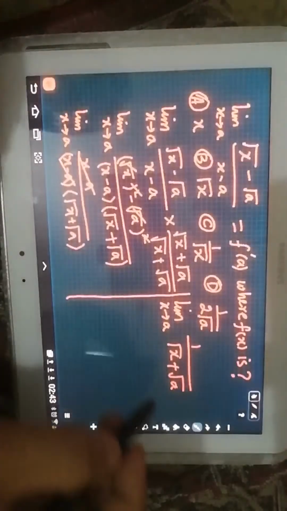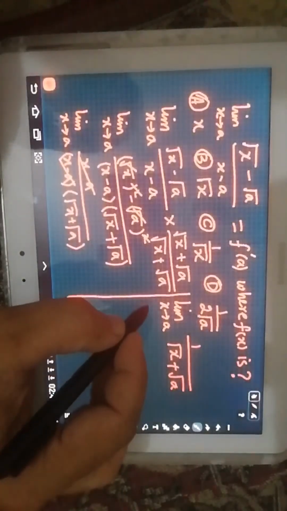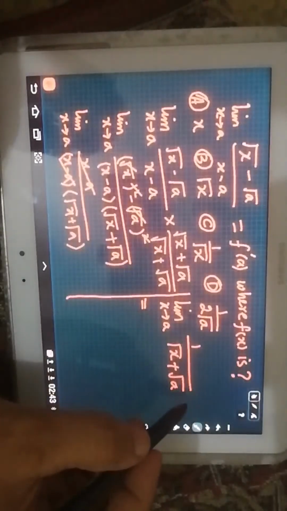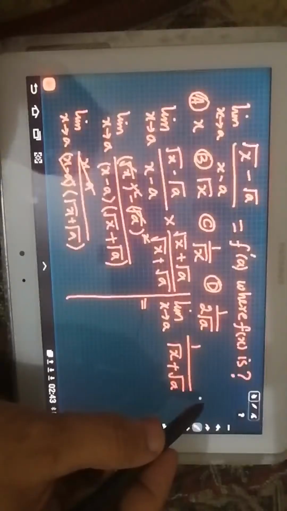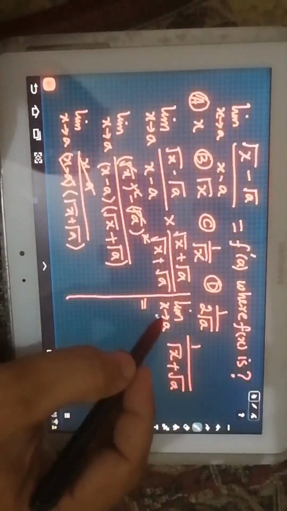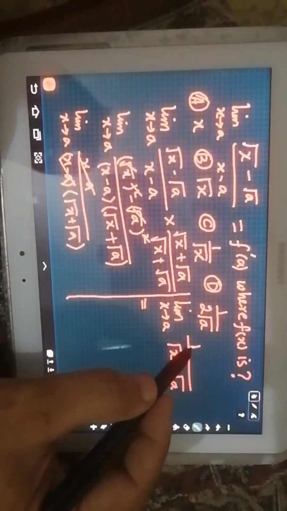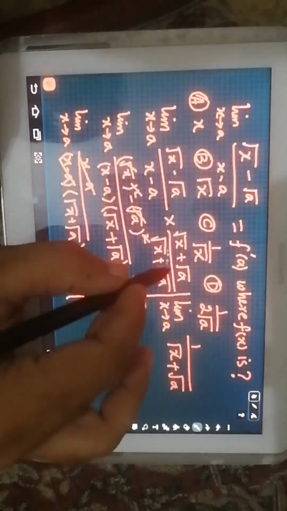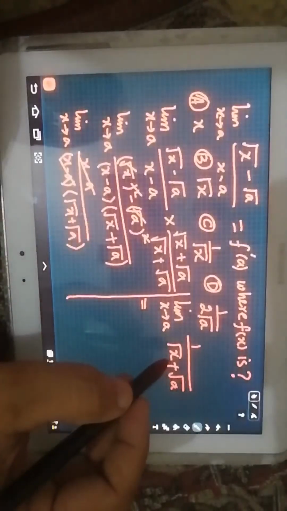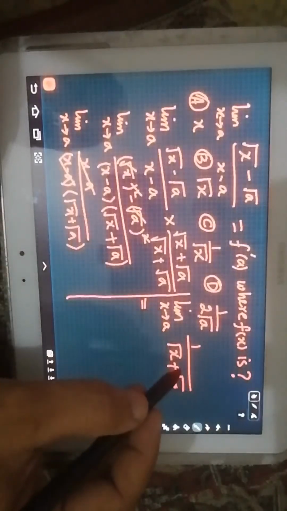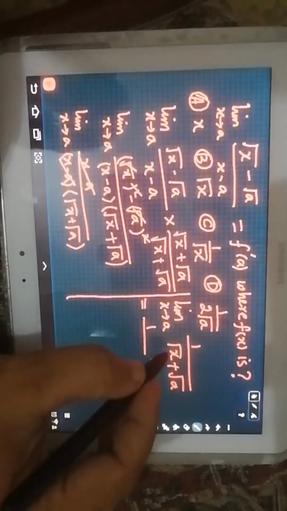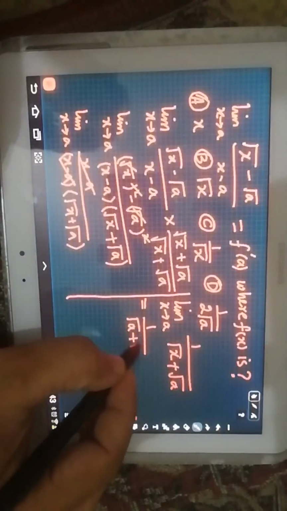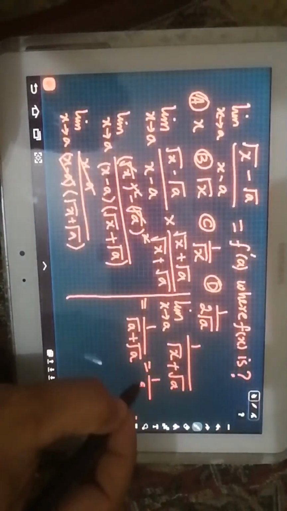Okay, so by applying the limit, now we can apply the limit because it is not a 0 by 0 form. So 0 has vanished from the numerator. It is 1. Limit application cannot make it 0. So it is neither 0 by 0 form, as it was in the beginning. Rationalization allowed us to avoid that form. So now we apply the limit. Limit application makes it a, and this is 1 by 2 square root a.